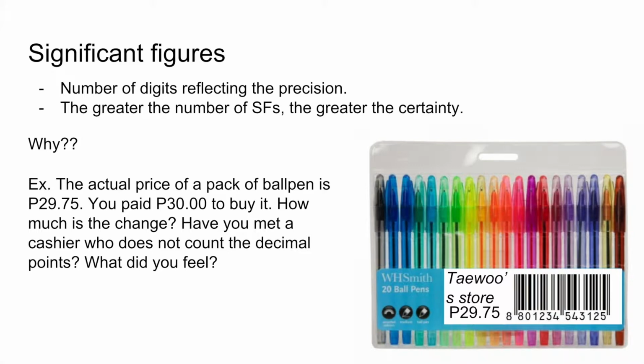And if we have measurements, we have to be as precise and accurate as possible because that point zero something means a lot already in concentration, for example. Keep in mind, the greater the number of significant figures, the greater your certainty. So for example, if I tell you this pen is 29 pesos, you're sure it's 29 pesos. But if I tell you it's 29.75, that's even more precise, right? I have the centavos part.